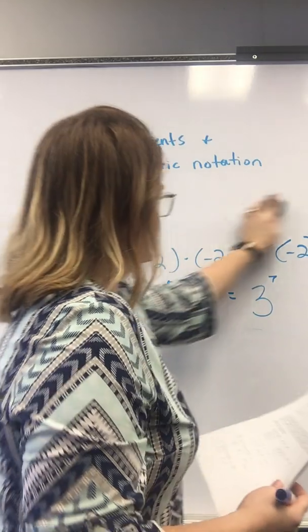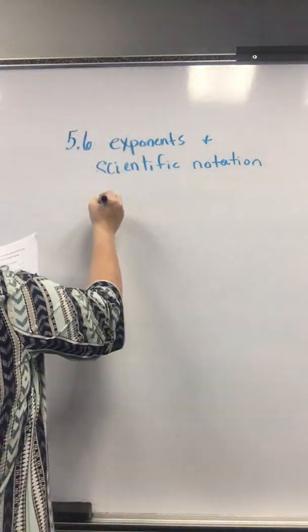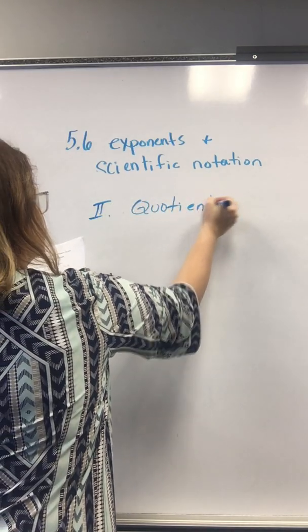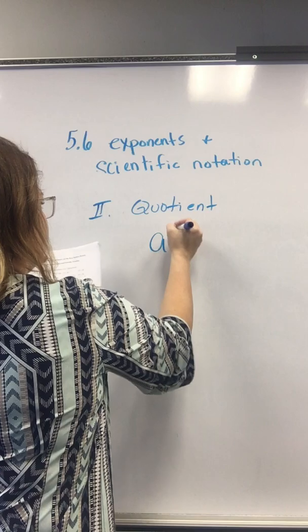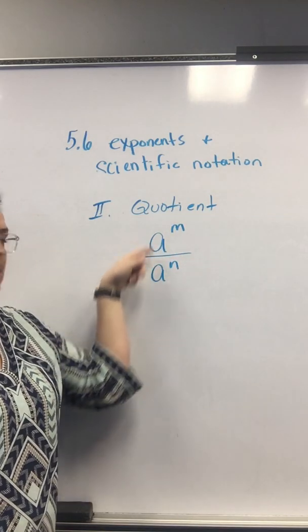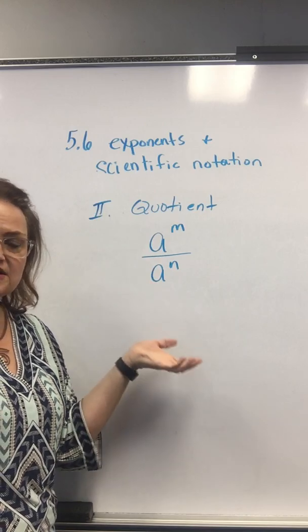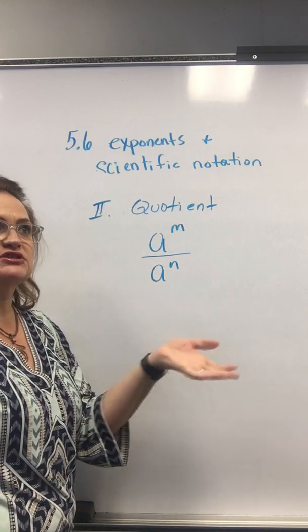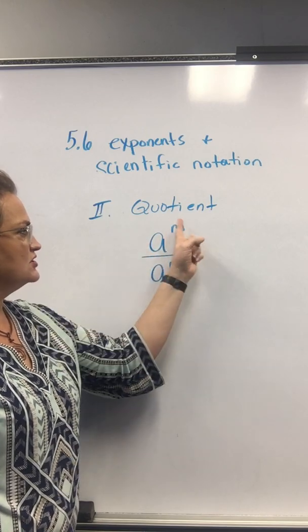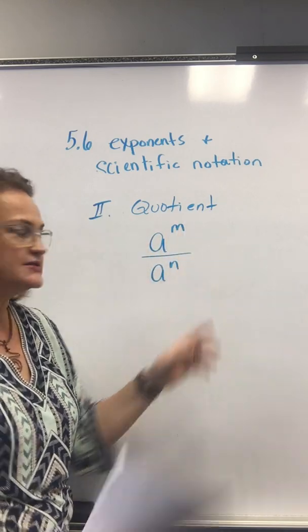Okay, the second rule with exponents is the quotient rule. Quotient means divide in math class. So the second one is what happens when we're dividing like bases. So we have an a to the m divided by an a to the n. So if you have this like base situation, and again, a just stands for, it could be any number. This applies to all real numbers. When you have like bases, you can subtract top minus bottom.